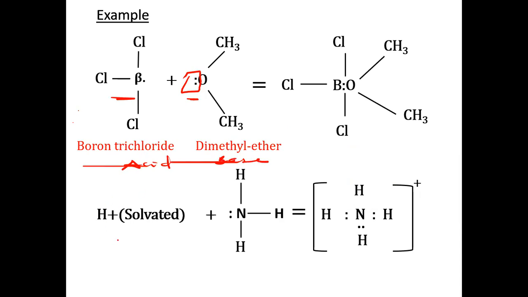A similar example is here. You can have H plus here in solution, and then we have a lone pair on this compound here. That's our ammonia, and it's able to form the ammonium that we are having here. You can see that once it is accepting, it becomes our acid, and this being the base is the one donating, as simple as that.